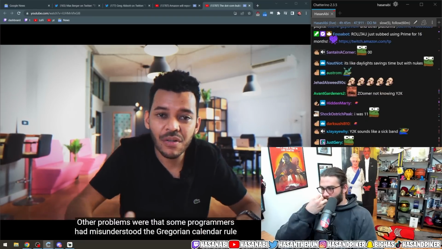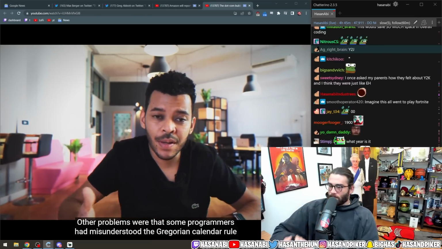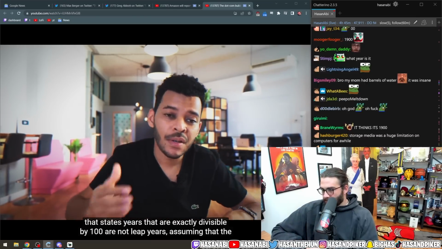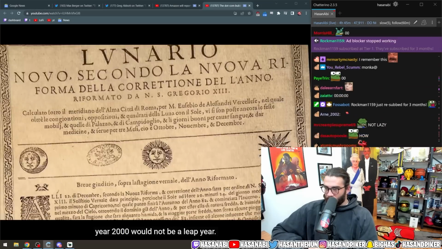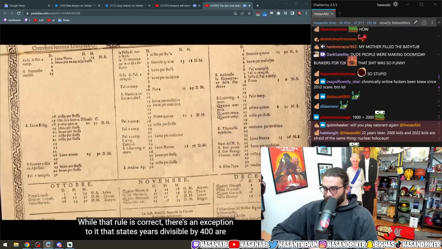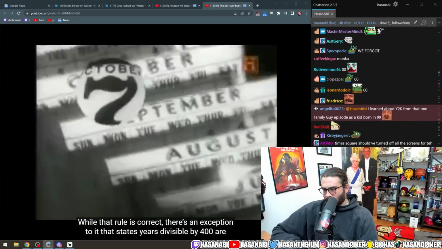They're both 00. Another problem back then was that some programmers may have misunderstood the Gregorian calendar rule on leap years. The rule states that years that are exactly divisible by 100 are not leap years. While that rule is correct, there's an exception to it that states that years divisible by 400 are leap years.